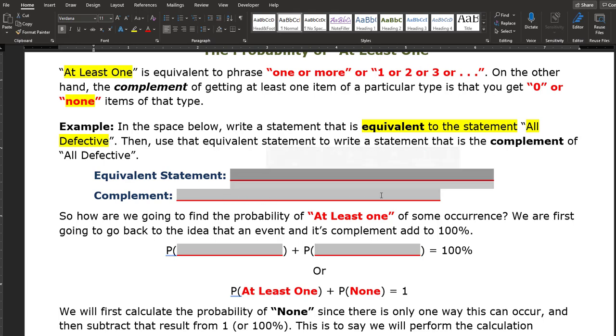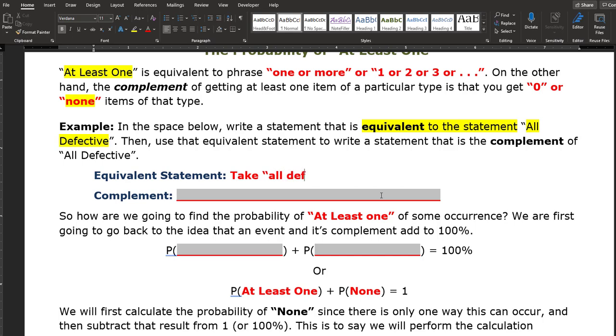So what we're going to do here is we're going to take all defective and rewrite it. So think about all defective. Well, that means all of them are bad. Like everything has a defect to it. That means that none are good. You can say none are free of defects or none are good. Okay. Now we've worked in that phrase, none. So basically we're rewriting the word all defective to something that's equivalent to it. So we're making an equivalent statement.